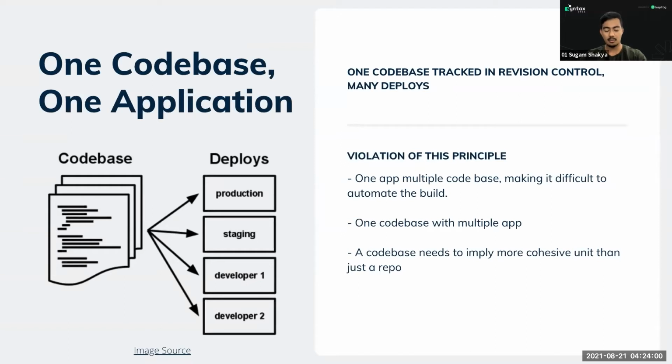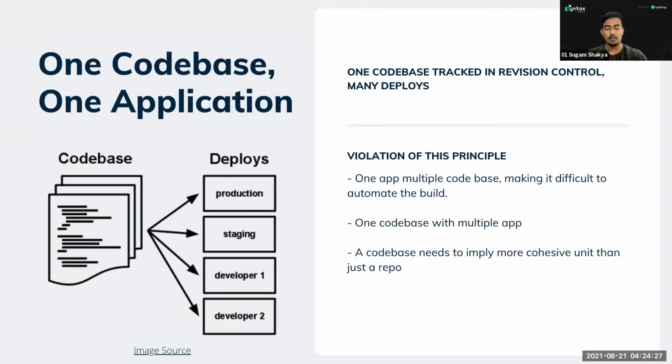So how do we define an app? An app should be anything that's cohesive and that differs from context to context. A front-end app could be one app in one project, but that same front-end could be divided into different apps based on the product or the organization structure. So an app could be anything based on the context.